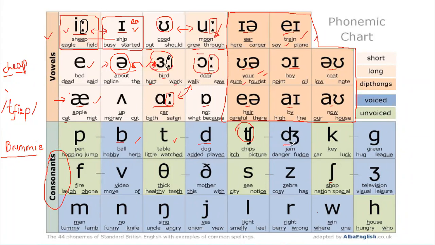Sound j, jam, danger, fudge. Sound k, key, car, look. Sound g, like green, hug, and league. Sound f, like fire, laugh, phone. Si se fijan, repito, no son consonantes. O sea, no son alfabetos. Acá hay una PH, pero suena como F. Como photograph.